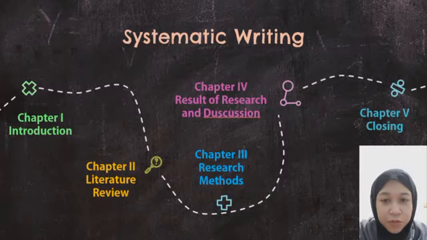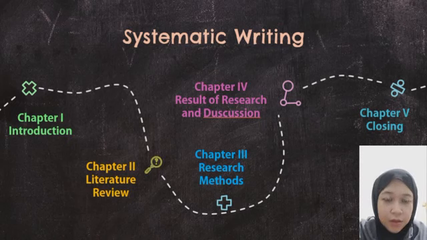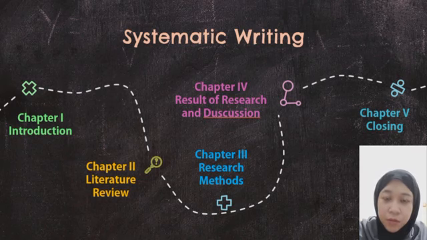Systematic of writing. Chapter 1, Introduction. Chapter 1 describes the background of the problem, the formulation of the problem, the purpose, the benefit, and the systematic of writing. Chapter 2, Literature review. Chapter 2 describes in detail the understanding of cost, classification of cost, understanding of cost of production, elements of the cost of production, methods of loading cost on product, the cost production of the process cost method, characteristics, and preparation of the process cost report.